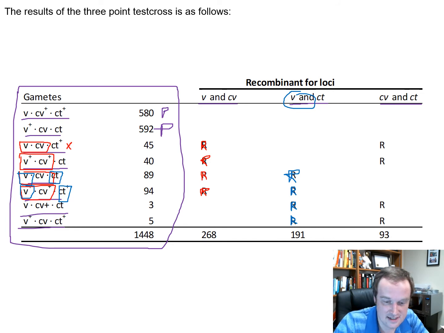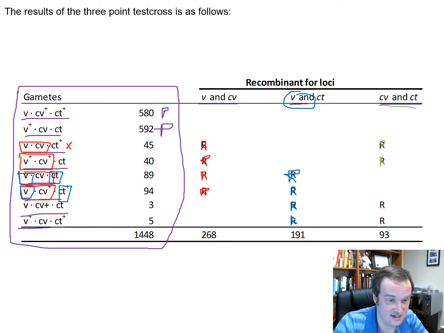And so lastly, we're going to go over to CV and CT and do the same thing. So that's these last two genes. So we have CV and CT plus, not in the parent, therefore it's recombinant. We have CV plus and CT, not a parent, again, therefore recombinant. We have CV-CT, that is a parent, so it's not recombinant.